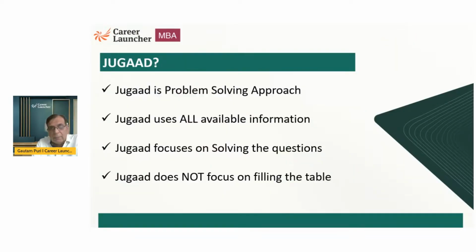Now, very quickly, as I've said earlier also, Jugaad is a problem-solving approach. It's an approach. It's not a shortcut. It's not a simple technique that you apply on different types of data sets. No, it's the overall approach that we are talking about. It is a problem-solving approach, and we focus on using all available information. And when I say all available information, I mean all available information. Most students don't look at the information available in the question and the choices. That is something you need to start using also.